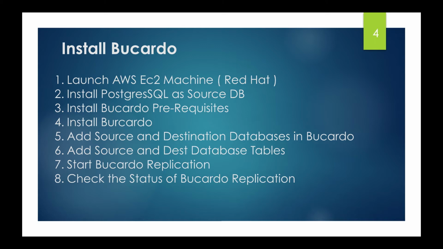At the beginning, I already launched an AWS EC2 machine, a Red Hat machine. Thereafter, I'll be installing PostgreSQL as a source DB, and then I'll be installing the Bucardo prerequisites, install Bucardo, and then I'll be adding the source and destination databases, source and destination tables, and then start the Bucardo replications. And also I'll check the status of the Bucardo replications, how it is impacted. Okay, so let's proceed.